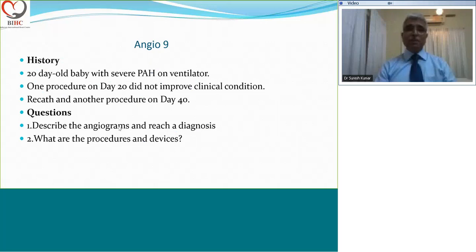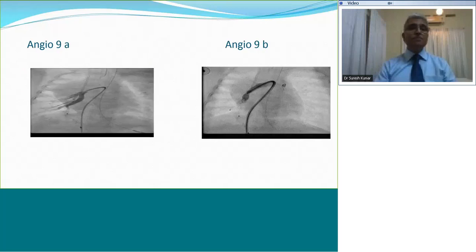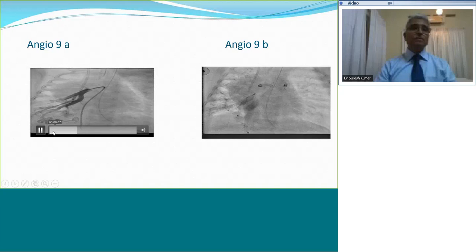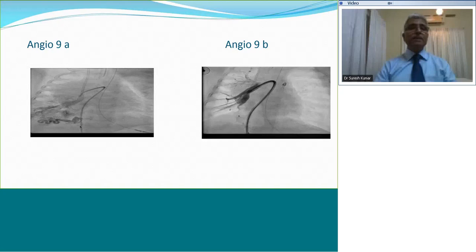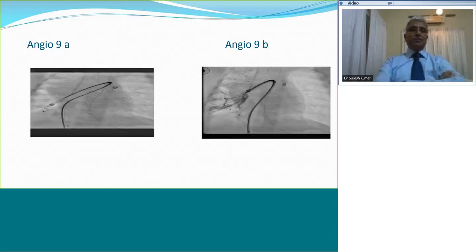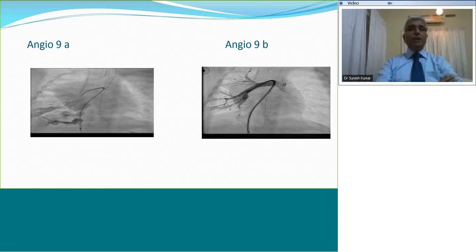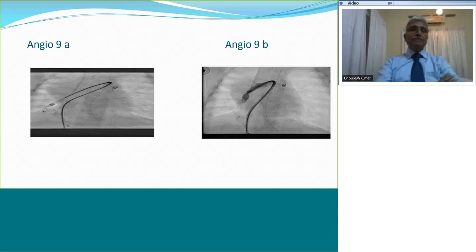So, a 40-day-old baby who had a procedure at 20 days has severe pulmonary hypertension on a ventilator. Here we go. Look at 9A first. I would say don't look at 9B, just keep looking at 9A, then you will get the diagnosis faster. I'll come back to 9B. What is the angiogram in 9A? What is your finding? And what is being done?